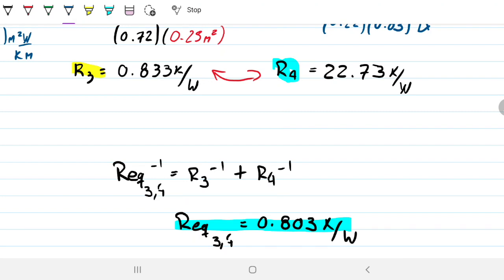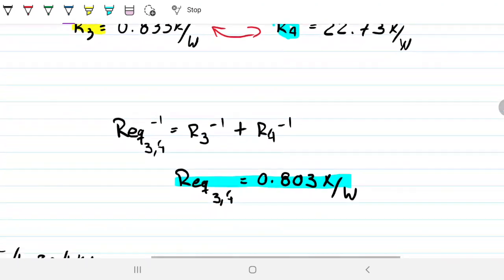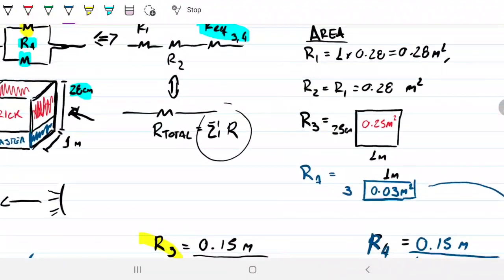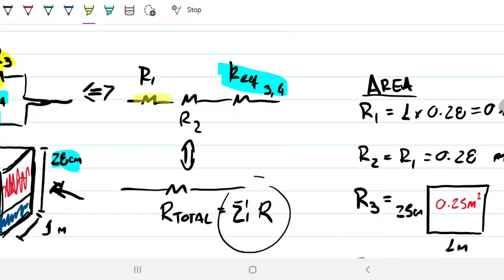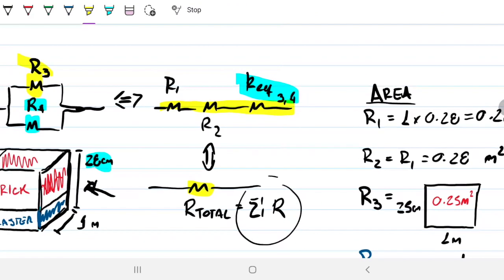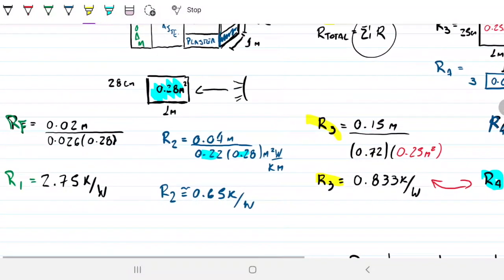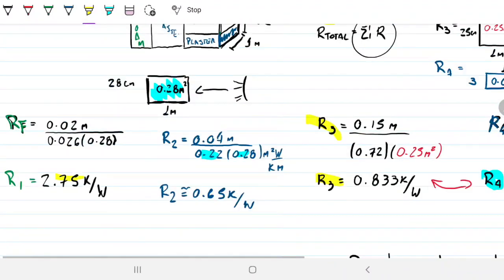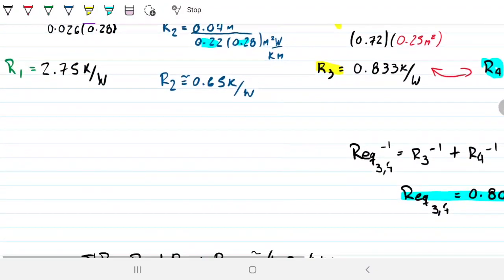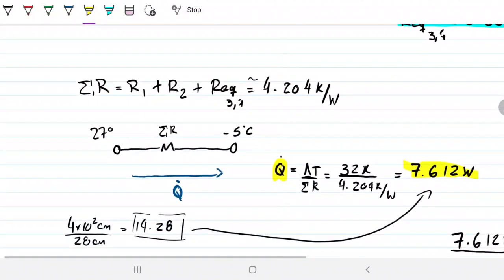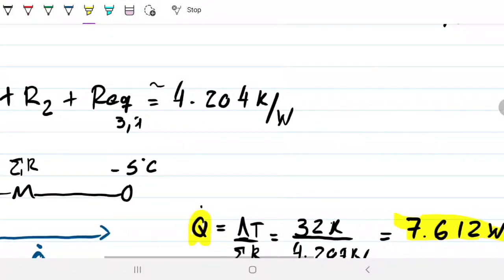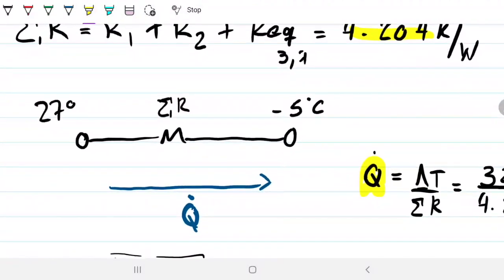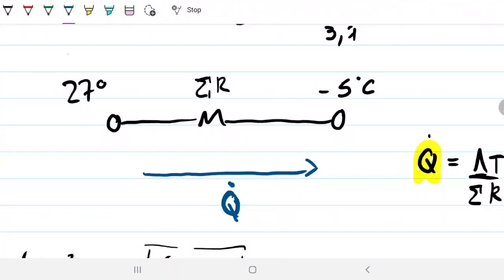And then once we get to this equivalent resistance, what we have now is a system like so, right? The 3 resistances are all in series. So to find the equivalent one for all of them, we just need to sum them all up: the 2.27, the 0.65, and the 0.8. That's going to be our sum, and our sum turns out to be 4.204. So that's the equivalent of having this little system like I drew here.